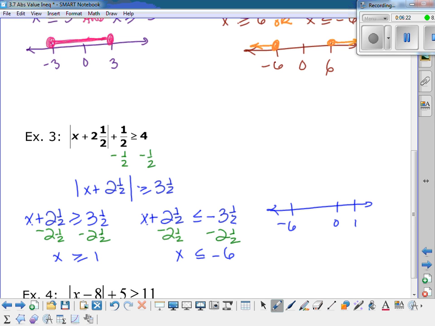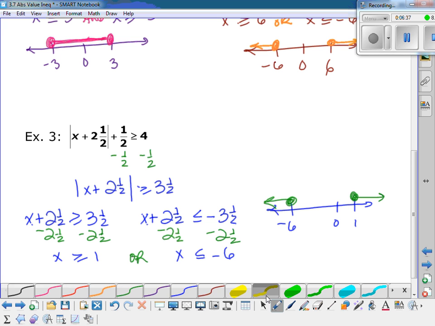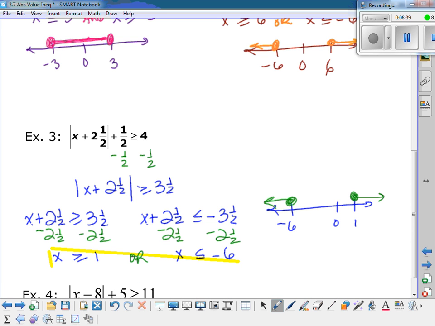So x is greater than or equal to 1. I have a closed circle going to the right. Less than or equal to negative 6. I have a closed circle going to the left. So this one is an or. X is greater than or equal to 1, or x is less than or equal to negative 6.